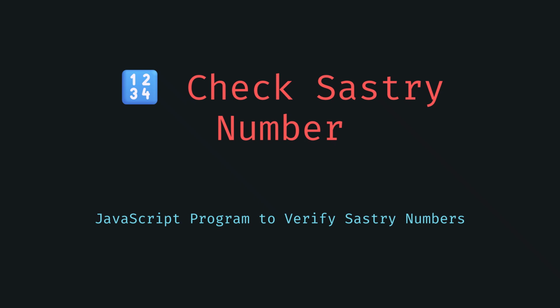Hi everyone. Today we're exploring an interesting concept called Sastry numbers. A Sastry number is a positive integer which, when concatenated with the next integer, forms a perfect square. We write a JavaScript program that checks if a given number is a Sastry or not. Sounds fun? Let's get into it.